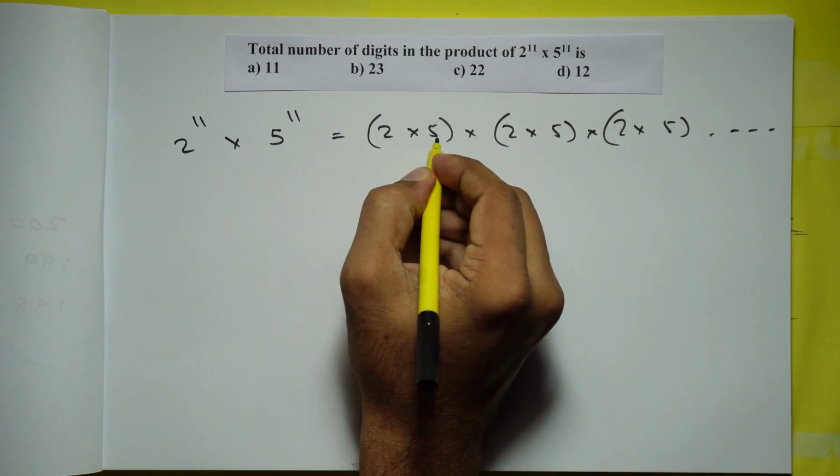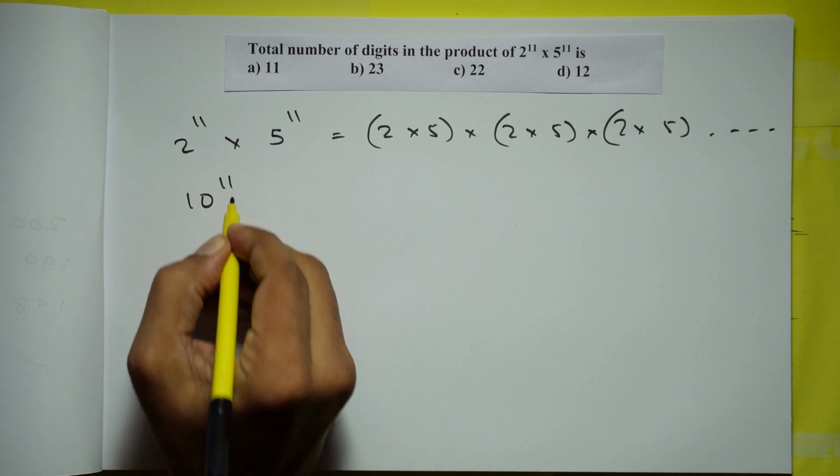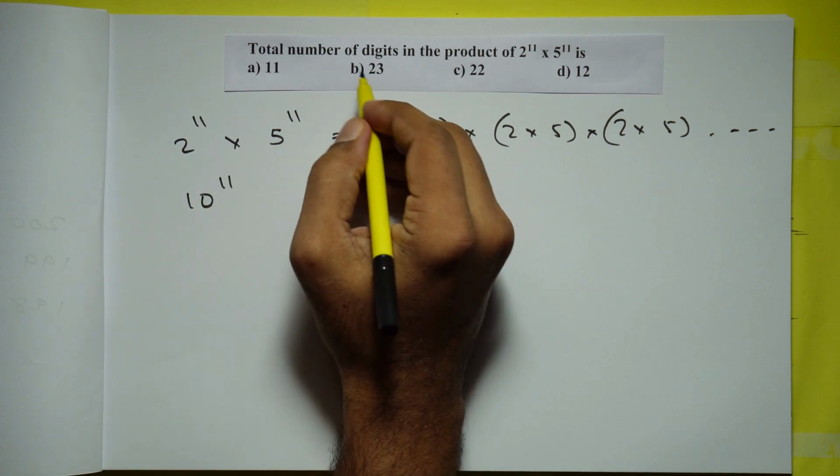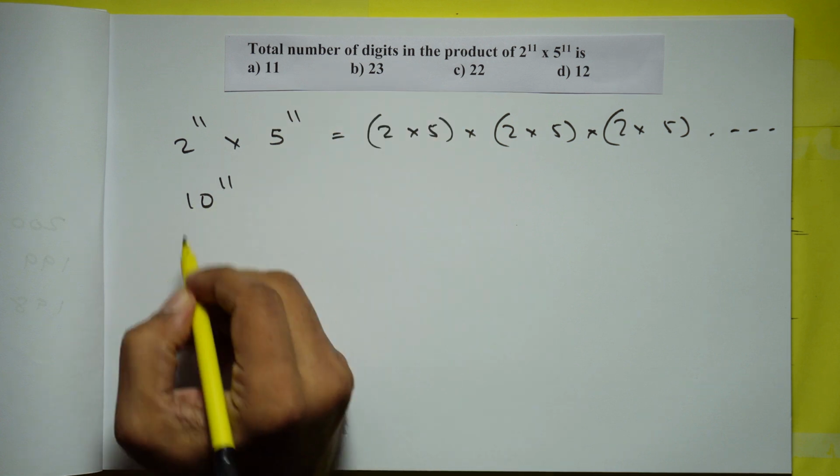Each 2 into 5 is a 10. So that will be 10 into 10 into 10, 11 times. So that will be 10 raised to 11. So basically the question is, how many digits are there in this number 10 raised to 11?